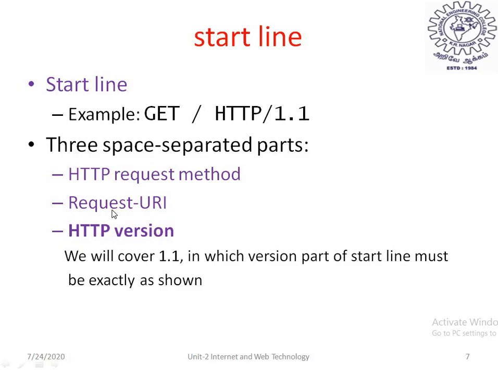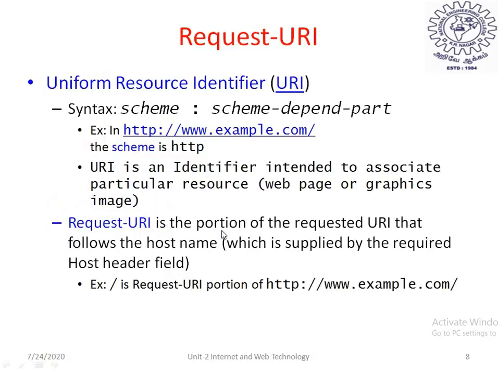Next we move on to the request URI. URI stands for uniform resource identifier. The syntax for a URI is the scheme and the scheme-dependent part. The scheme here is HTTP and the scheme-dependent part is www.example.com. A URI is an identifier intended to associate particular resources. So with example.com you are going to access a particular resource. The request URI is the portion of the requested URI that follows the host name.